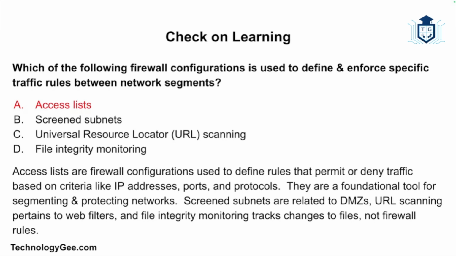So access lists are firewall configurations used to define rules that permit or deny traffic based on criteria like IP addresses, ports, and protocols. They are a foundational tool for segmenting and protecting networks. Screen subnets are related to DMZs. URL scanning pertains to web filters, and file integrity monitoring, this tracks changes to files, not firewall rules.